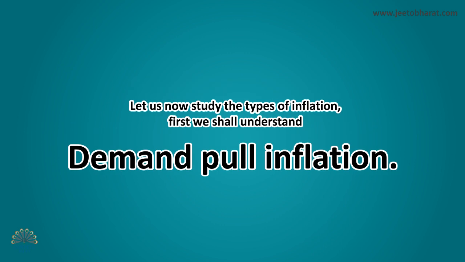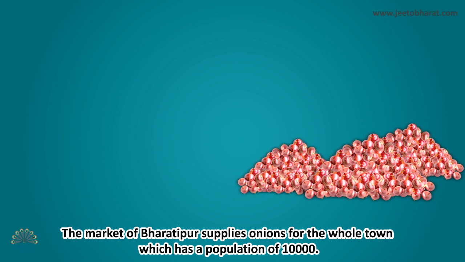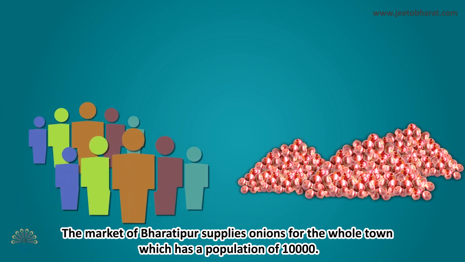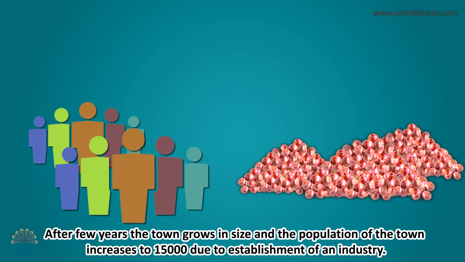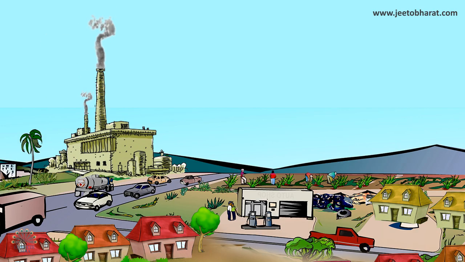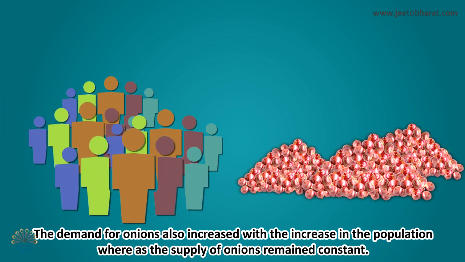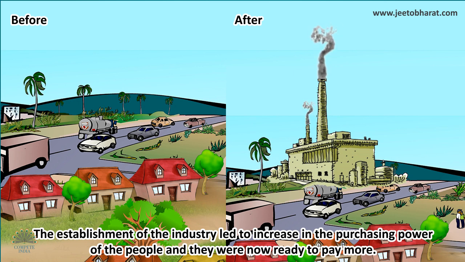Let us now study the types of inflation. First, we shall understand the demand-pull inflation. The market of Bharatipur supplies onions for the whole town, which has a population of 10,000. After a few years, the town grows in size and the population of the town increases to 15,000 due to the establishment of an industry. The demand for onions also increases with the increase in the population, whereas the supply of onions remains constant.